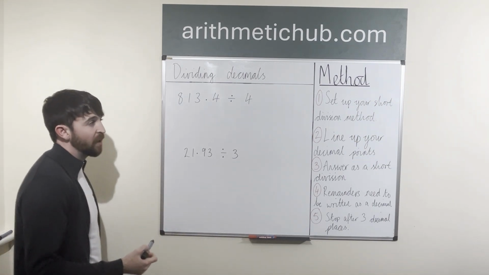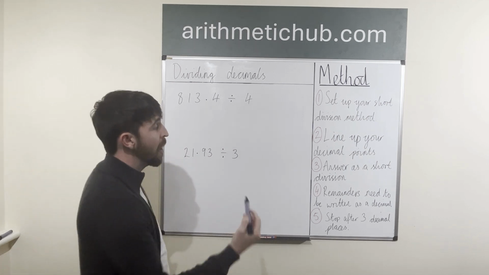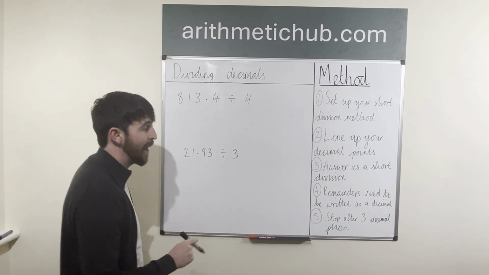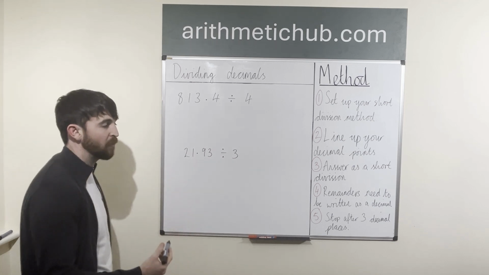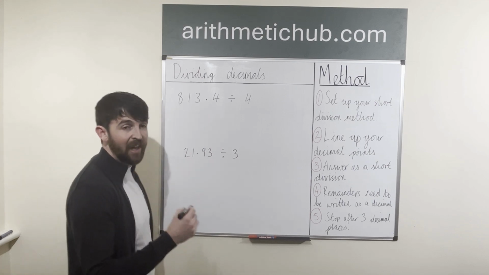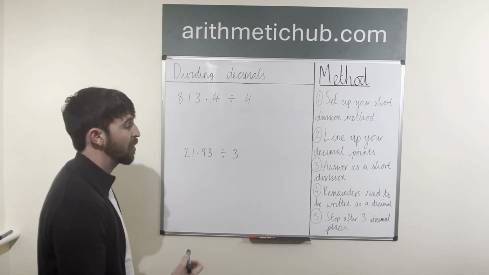The method section first says, set up your short division method. Again, same as what we would normally do. Line up your decimal points. Whenever there's decimals, you need to make sure they are lined up. Answer it as a short division. So again, we're going to show you how to do that. Remainders need to be written as a decimal. So normally you would write a little r and then the remainder. For this, you would do that differently, and I'll show you how that looks.